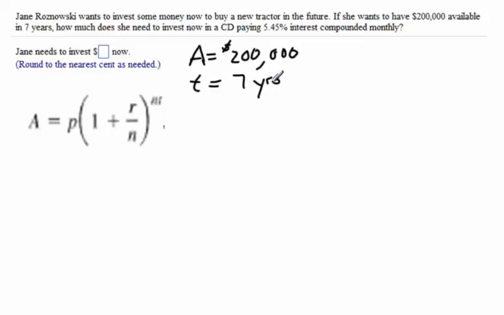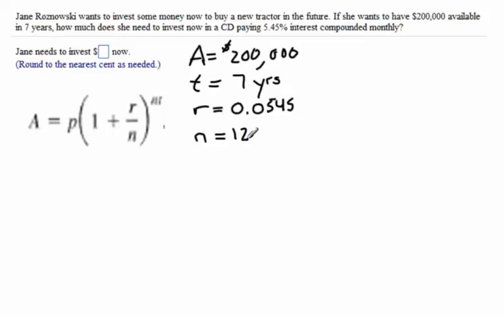And the CD has an interest rate of 5.45%. So the interest rate, expressed as a decimal, is 0.0545. And it's compounded monthly, so the number of compoundings N per year is 12.